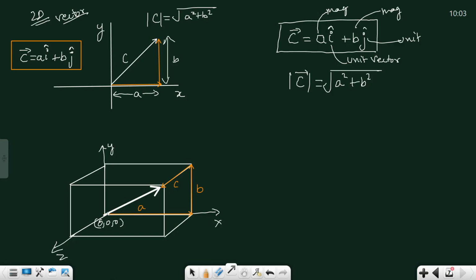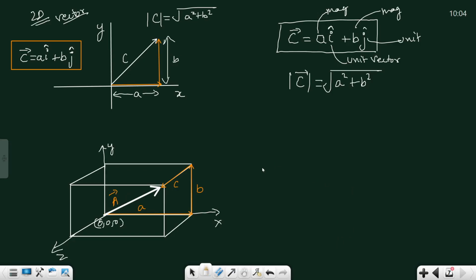Connect the initial point with the final point. This is the final point and this is the initial point. When you connect these two dots, you will get the final vector. Did you understand? For example, this vector is the A vector. So what will be the A vector?